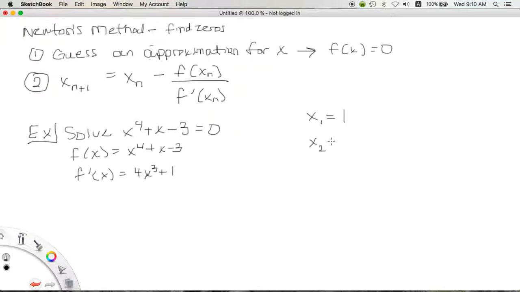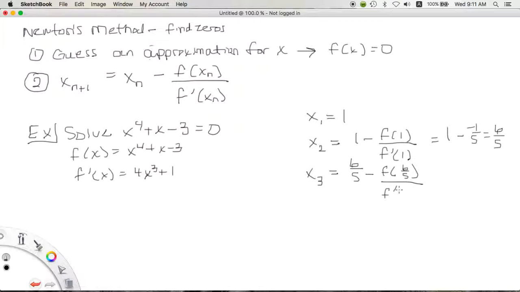So x2 equals 1 minus the function value at 1 over the derivative at 1, which is 1 minus -1/5, which equals 6/5. So then x3 equals 6/5 minus f at 6/5 over f prime at 6/5, and you can calculate that out and you get 1.16549196. Now, it's important that you keep all your decimals in this.